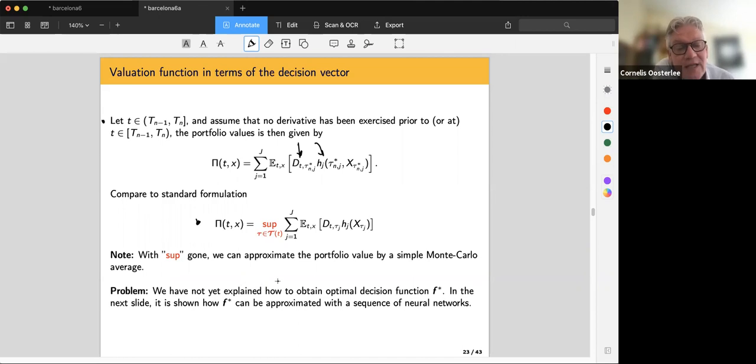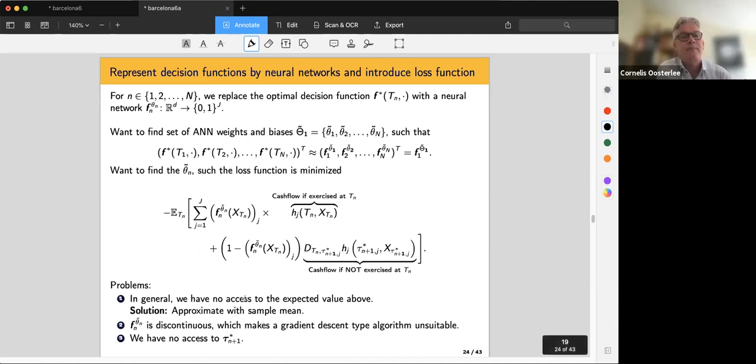Now I have not yet explained how to obtain the optimal decision function. That is a neural network, and that I'll show in the next slide. It's a sequence of neural networks. In fact, for every time point, we have a neural network. So we use many neural networks nowadays. That is all possible these days. So for each time point, we replace the optimal decision function f star by a neural network.